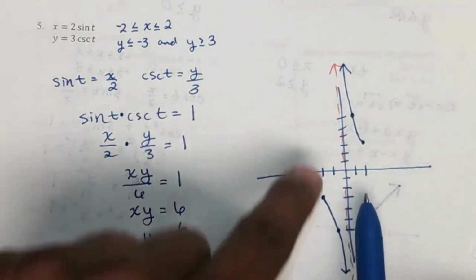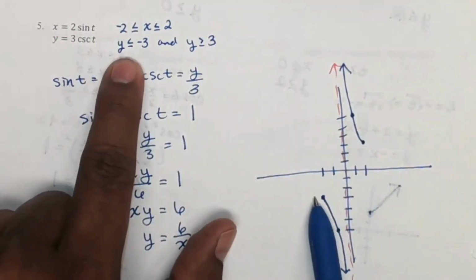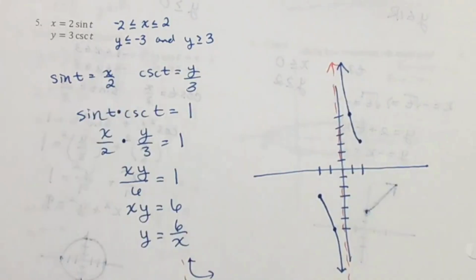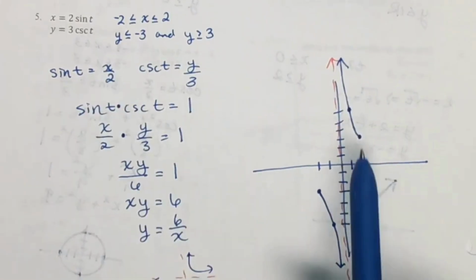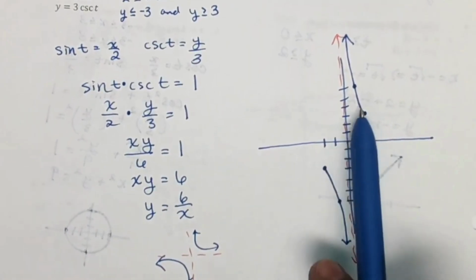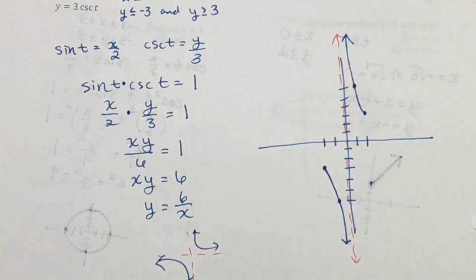And if you kind of notice, all my y values ended up being less than or equal to negative 3 and greater than or equal to positive 3. So instead of a full rational function like this, we have pieces of the rational function that look like that. So I bet right now you're a little confused, which is fine. This is what always happens with parametrics, but with practice, you're going to get better at this.